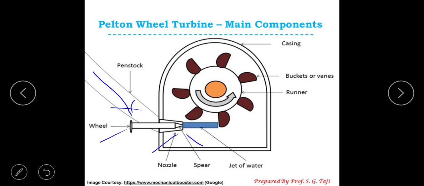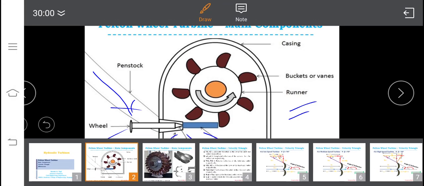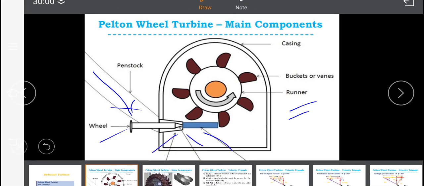This is the jet of water. This is the runner. That circle inside is the runner. These are the buckets, as I have already said. Many times it is also known as vane, but in case of turbines we specially use the word bucket. And this is the steel casing.